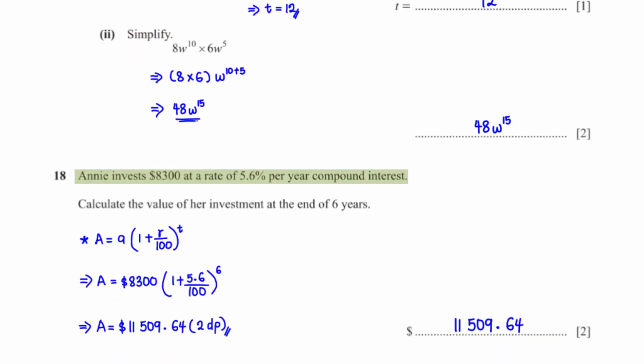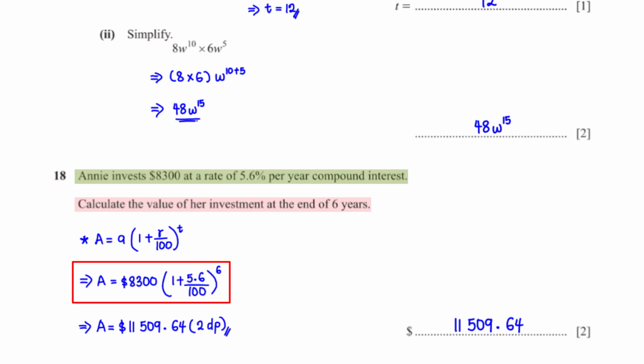Annie invests $8,300 at a rate of 5.6% per year compound interest. Calculate the value of her investments at the end of 6 years. Here is the compound interest formula. Big A represents the final value of the investment, which is what we are finding. Small a represents the initial value of the investment, which is $8,300. R is the annual rate, which has been given as 5.6%, and T is the time duration in years for the investment, which is 6.